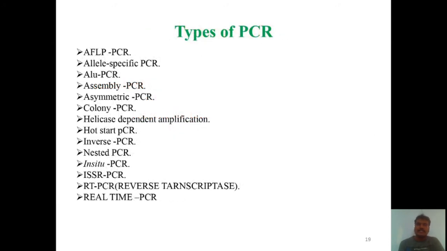Let's see what the different types of PCR available are. Amplification fragment length polymorphic PCR, allele specific PCR, assembly PCR, asymmetric PCR, colony PCR, helicase dependent, hot start, inverse, nested, each has some purpose. Then real time PCR, with molecular beacons, SYBR dye or TaqMan assays, or reverse transcriptase PCR. These are different types of PCR. We will see them in the next video.